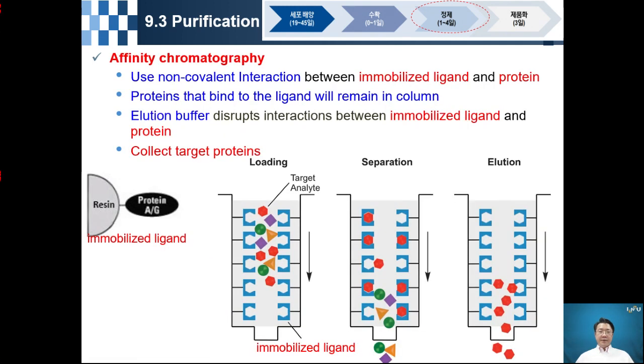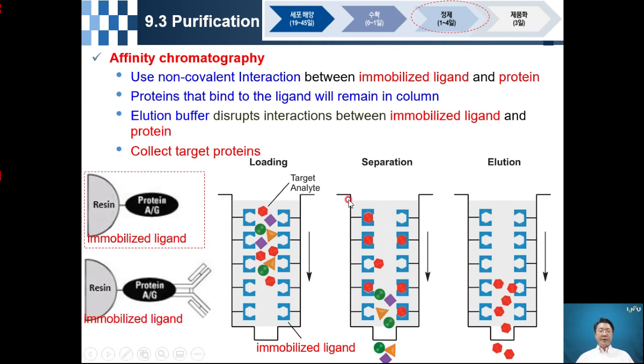Okay. In this slide, I will explain a new chromatography. We call it affinity chromatography. Affinity chromatography uses non-covalent interactions between an immobilized ligand and the proteins. This is one example of the immobilized ligands, which are composed of resin and protein A and G. So usually the antibody can bind to protein AG, but their interaction is not a covalent interaction. Most of their interaction occurs by hydrogen bonding.